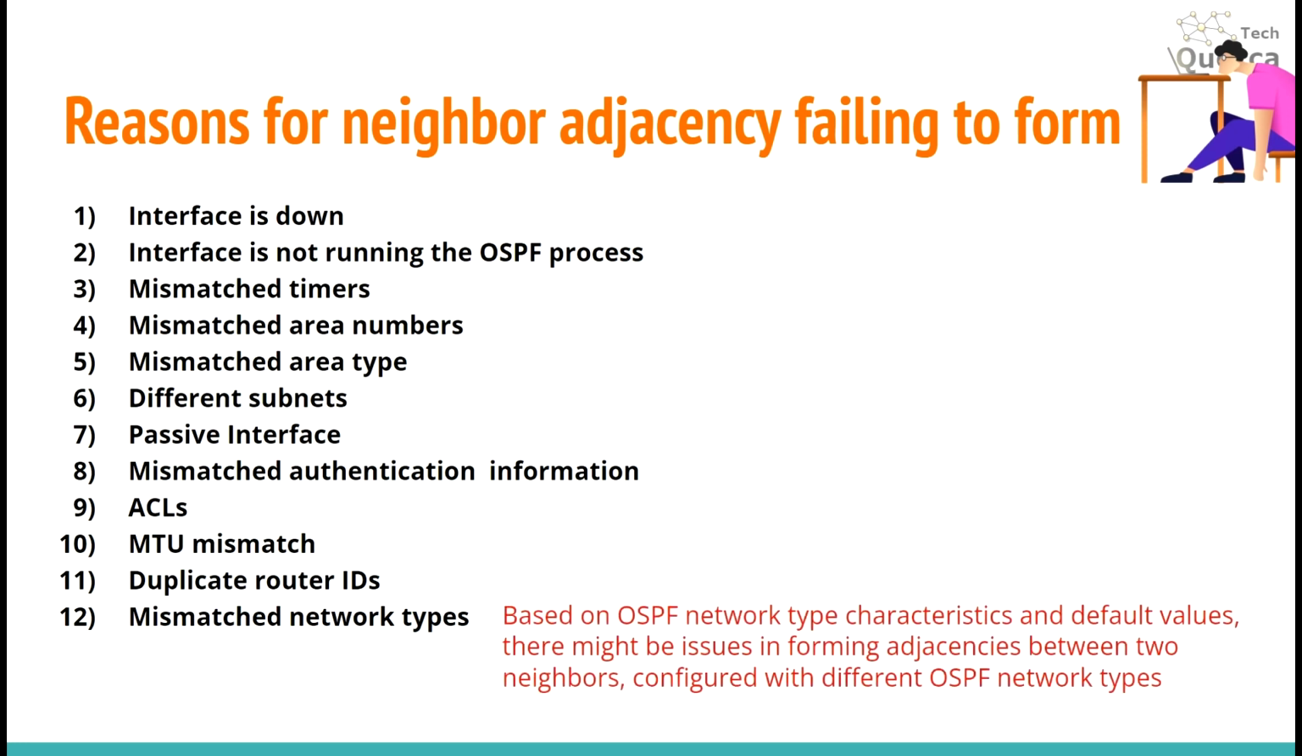Based on OSPF network type characteristics and default values, there might be issues in forming adjacency between two neighbors configured with different OSPF network types. For example, a broadcast network type and a point-to-point network type. There might be issues forming OSPF neighbor adjacency.